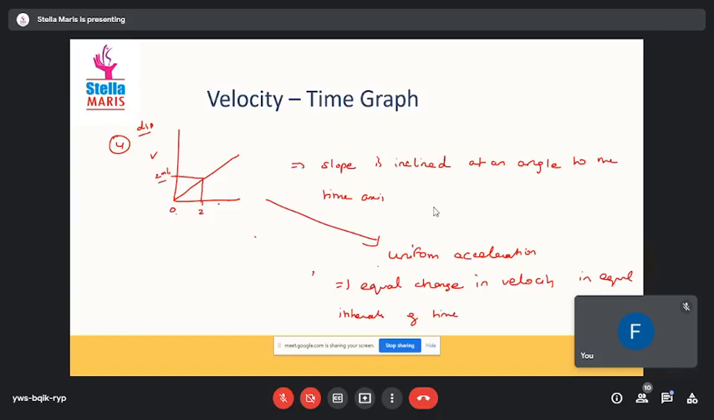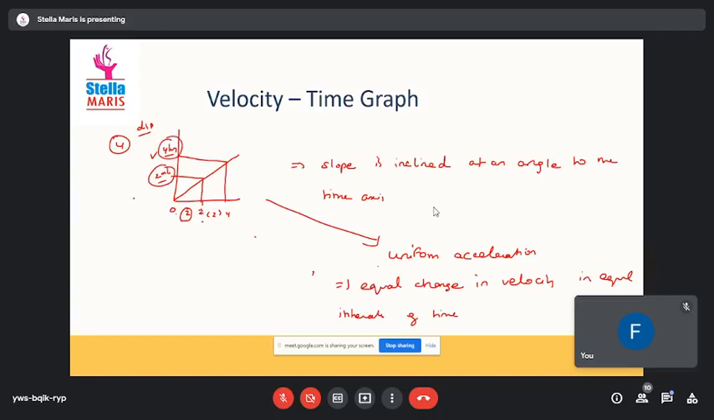And again at another 2 seconds it moves with a velocity of 4 meter per second, okay. So here there is equal time interval, that is 2, 2. The change in velocity is equal, no, 2 meter per second here, 2 meter per second here. You understand the change in velocity? See, 0 to 2 seconds it moves with 2 meter per second. Between 2 to 4 seconds it moves with 4 meter per second.